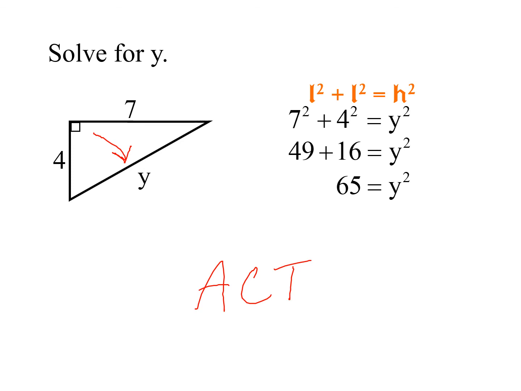The ACT will leave it square root of 65 because it doesn't have a perfect square root. That's it. You leave it just like that. Square root of 65 would be the answer.